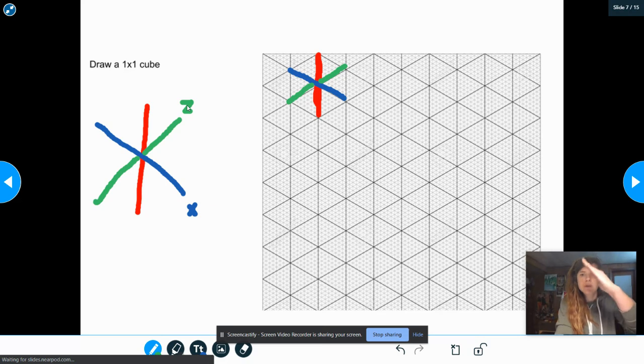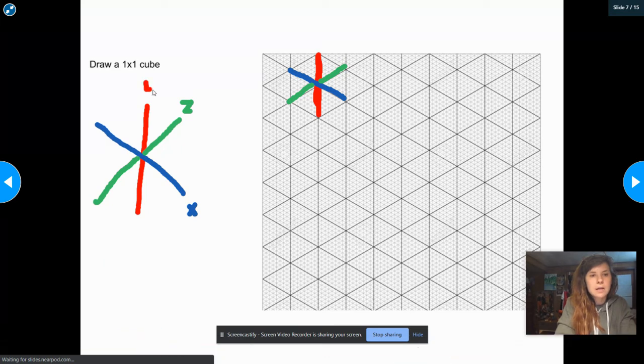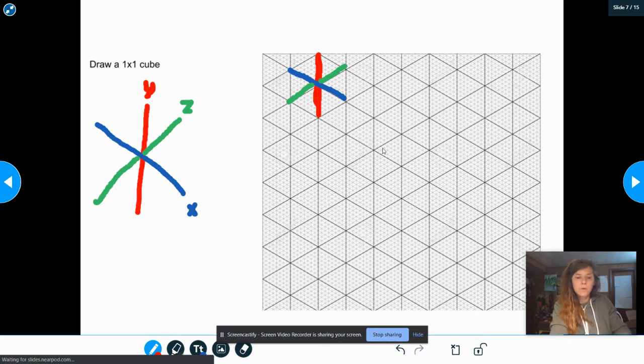So we have diagonals, which start out low and they go high, or opposite, start out high and go low. And then we also have verticals. But notice that we're not drawing any horizontal lines. Okay? So if we want to draw a 1x1 cube, I like to start off with that point that is facing us, like right here.